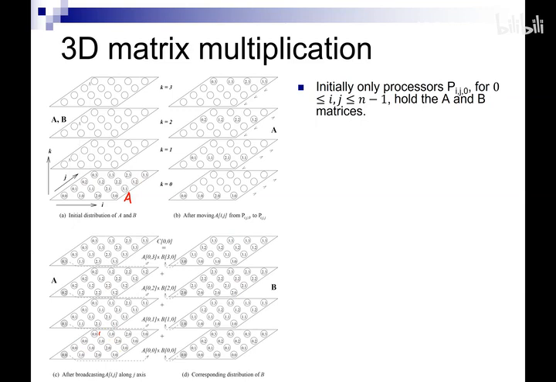Well, the way you get the A layout is, for example, the first layer wants copies of the first column of A, and the second layer wants copies of the second column of A. So to do that, we're just going to send the second column of values of A to the second layer. That's what's being shown over here.